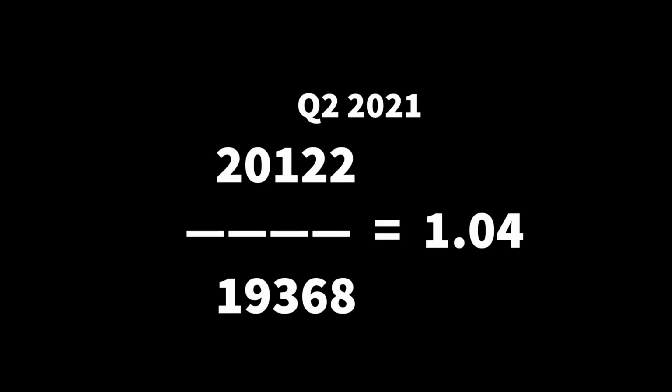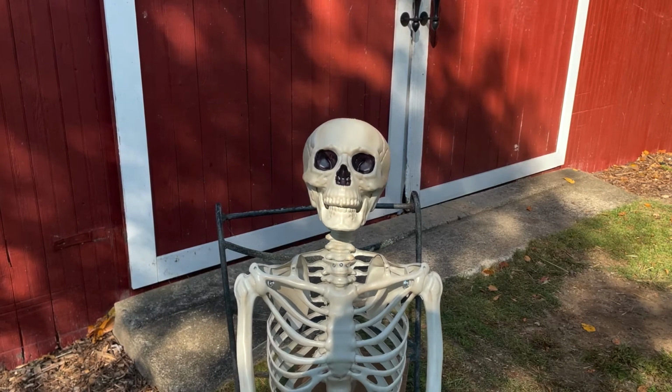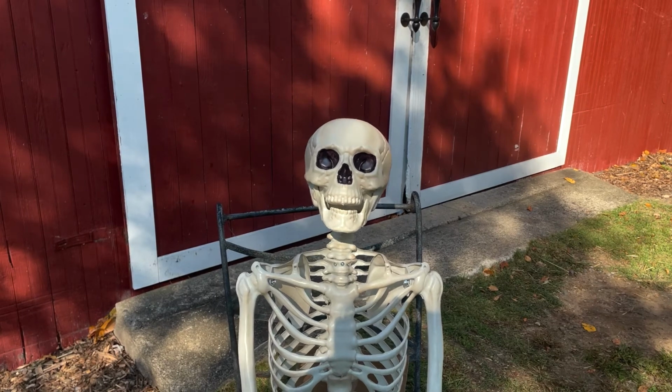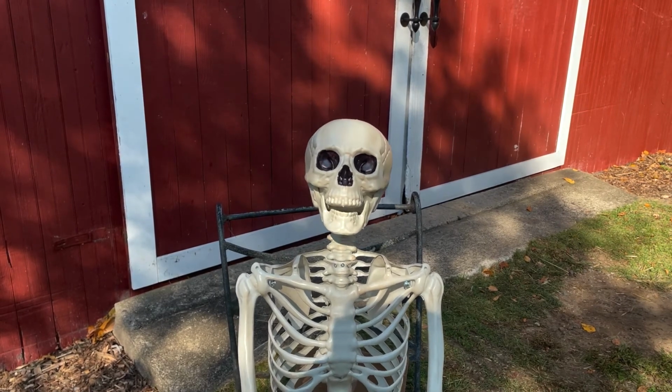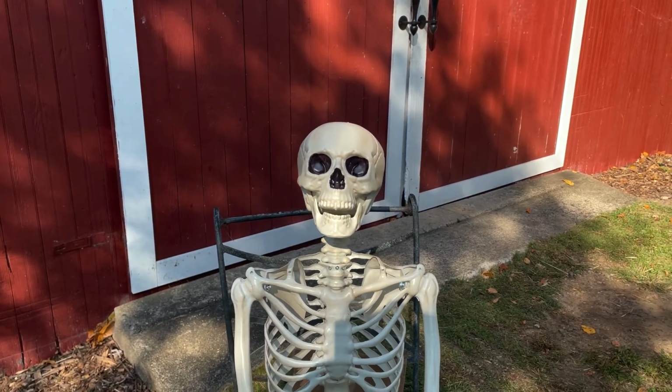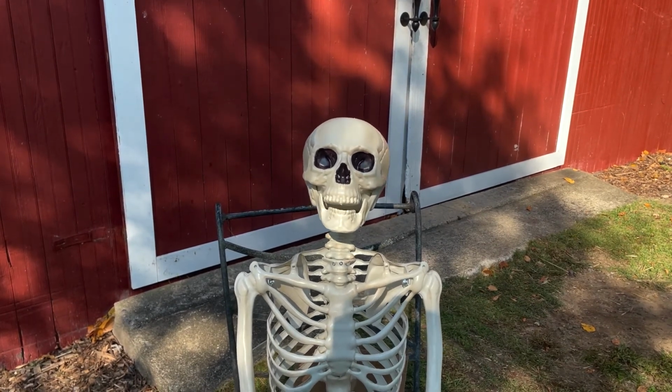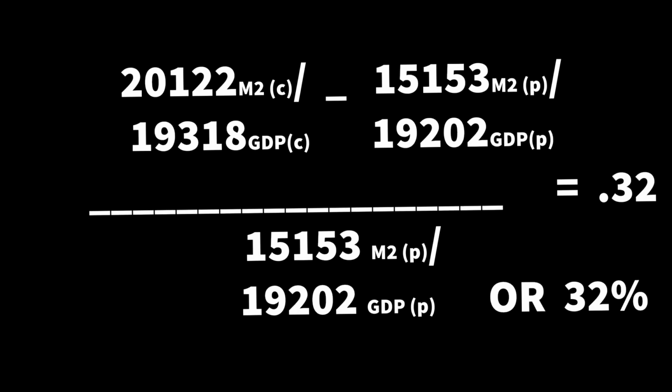Now let's look at the most recent numbers that I could get. Second quarter 2021, the ratio of money to goods was 1.04. You'll notice, using the Fed's real GDP numbers for the goods in the economy, and M2 for the money out there, there is now more units of money than there are units of goods in the economy, and that has never happened before, ever.